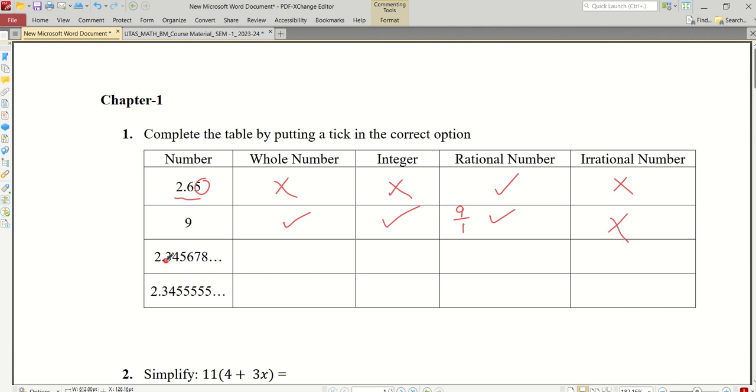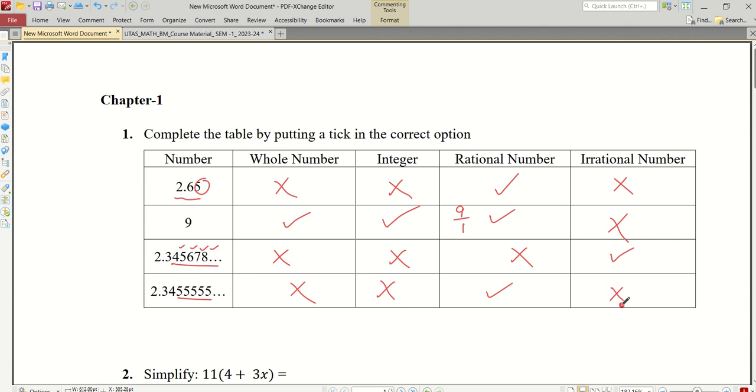Now look here. This has a point. Point means not a whole number. Point means not an integer. Now, let us see: does it stop or repeat? No. All digits you can see are different here and it does not stop. So this is an irrational number. Because it is irrational, it cannot be a rational number. Now you see here, 2.34555. You can see the same number repeats. Same number repeating means it is a rational number. And because it has a point, it is not an integer, not a whole number, and not an irrational number.